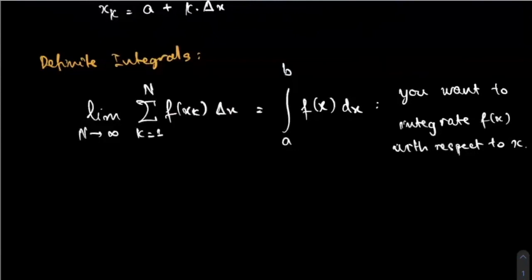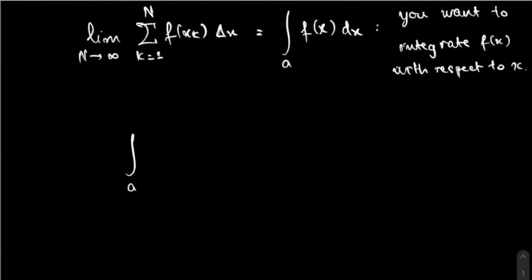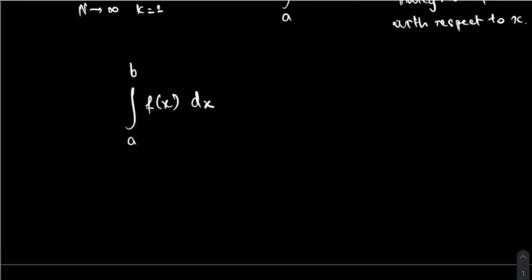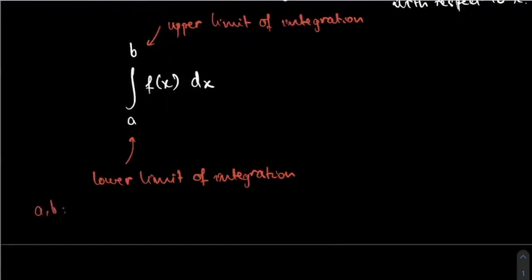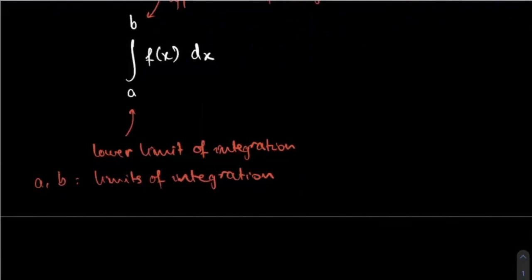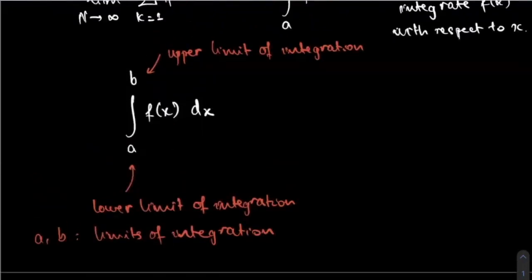So for these definite integral notations, I'm going to explain a little bit more. This is the integral from a to b of f of x dx. In terms of integrals, a is called the lower limit of integration, and b is the upper limit of integration. In general, a and b are called the limits of integration. F of x, you see right here, is called the integrand.